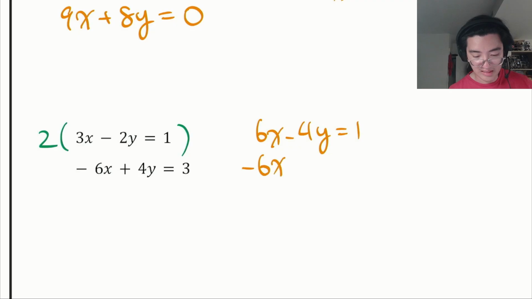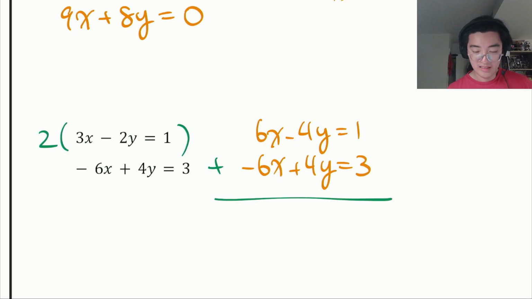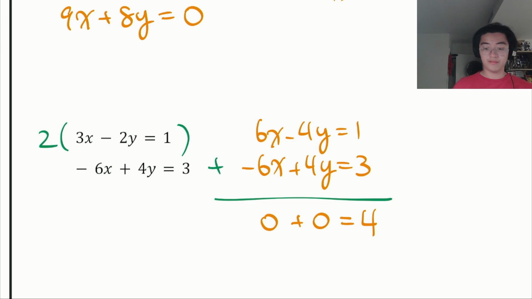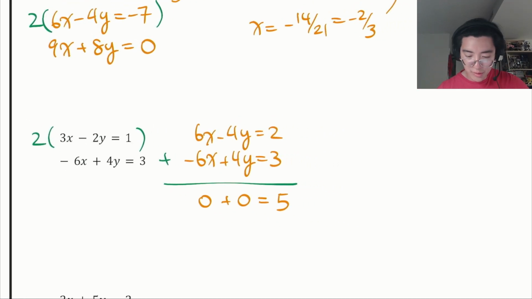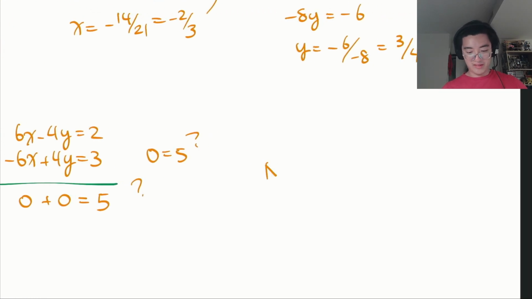Uh-oh, what is this? This looks kind of sus. Right, if we add those together, we got 0x here, but also 0y here, with a constant 4. Right, oh, sorry, that should be a 5. Should be a 2 up here. Oops, didn't multiply everything. Right, what is this? 0 equals 5. Right, what does that even mean? 0 equals 5. That means there's no solution.